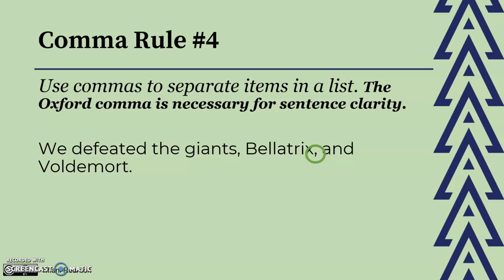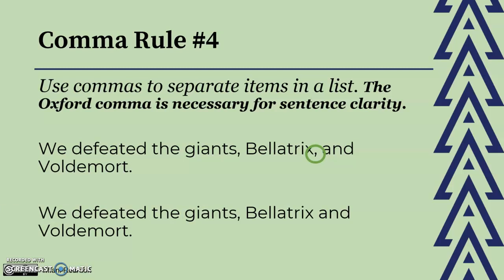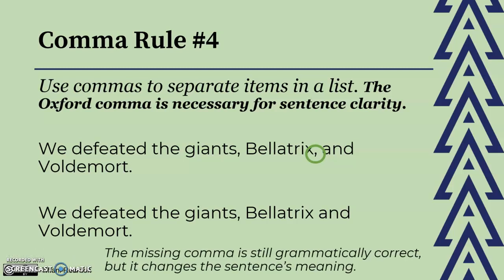We can use that same sentence, but take out that last Oxford comma. We defeated the giants, Bellatrix and Voldemort. In this case, there's some ambiguity here. Did we defeat the giants and Bellatrix and Voldemort, or did we defeat 2 giants named Bellatrix and Voldemort? It's unclear here. Point is, without that last comma, it is still grammatically correct, but the missing comma changes the sentence's meaning. We very, very strongly recommend that you use that Oxford comma.